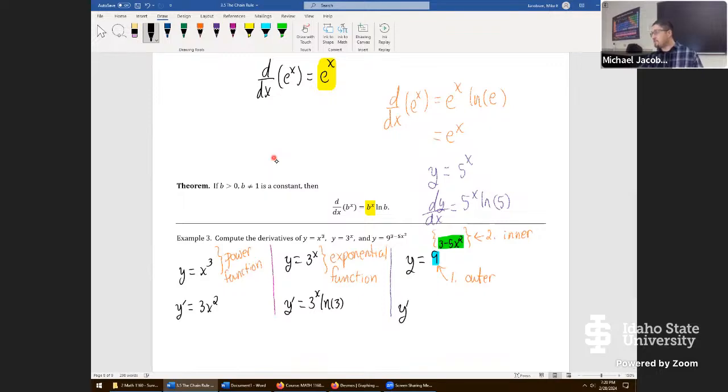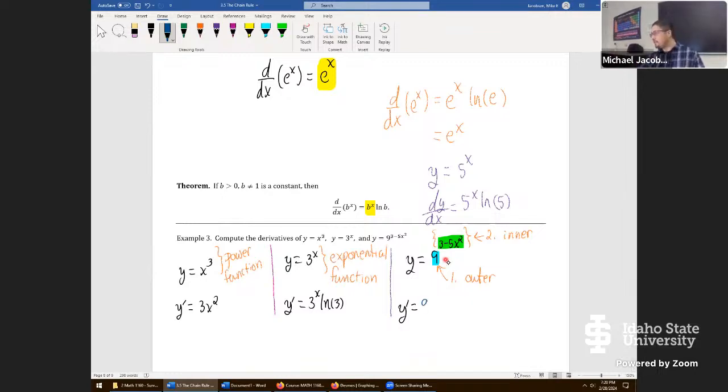And y prime now becomes, first, we have the derivative of this one. It definitely looks weird because we've never done a chain rule with the base 9 exponential, base 5 exponential, and so on. We've only done it with these exponentials. So here's the brand new feature.